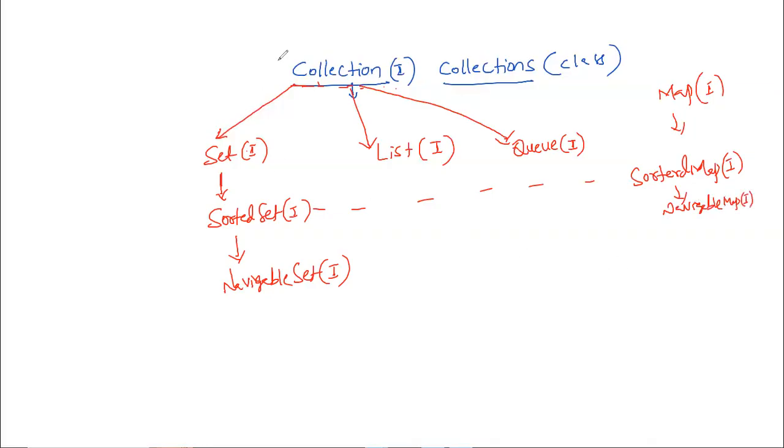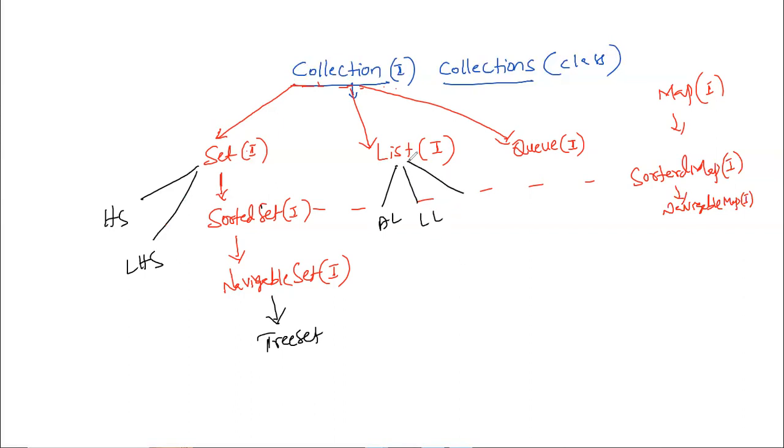Next, what are the implemented classes? I won't write the full names, just the short forms. What are the implemented classes for this set interface? Hash set, linked hash set, then for navigable set and sorted set, there is a common class called tree set. Next, for list, array list, linked list, vector, and then one more, stack. Stack is a child of vector.